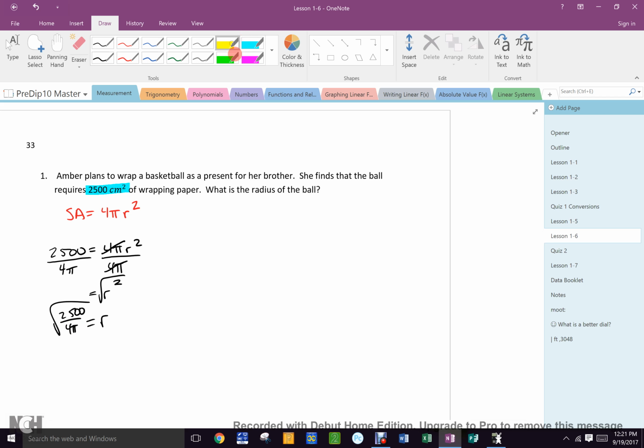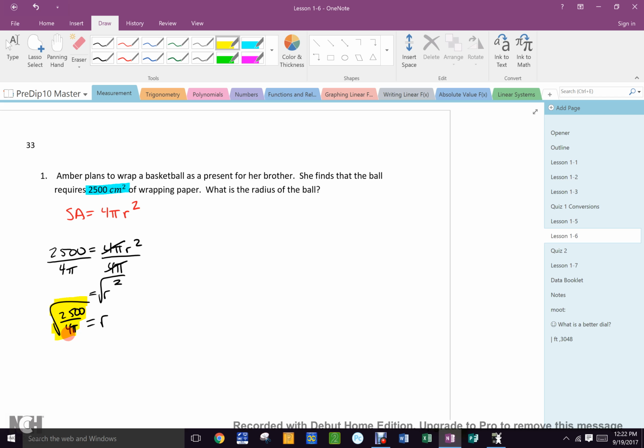And this is a perfectly acceptable answer. Okay? Because that shows me the math. However, it's pretty difficult for you as a real life person to say, well, the radius of the basketball is the square root of 2,500 divided by 4 pi.